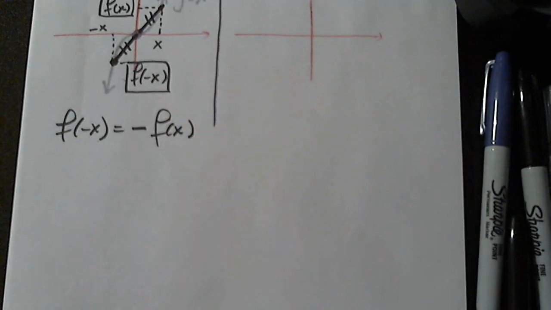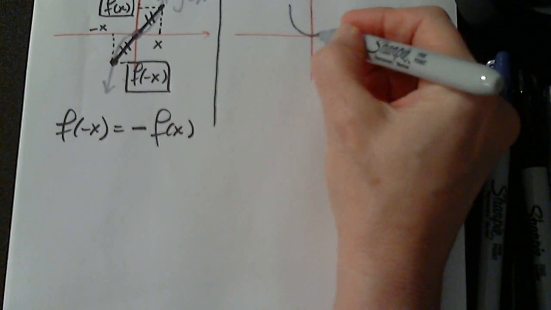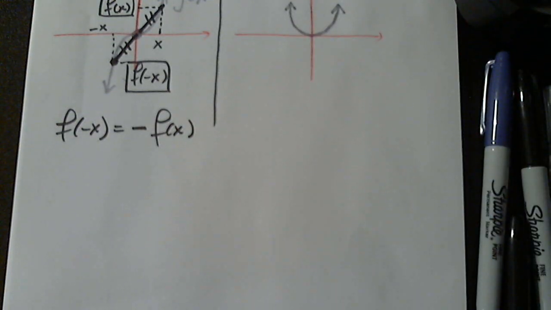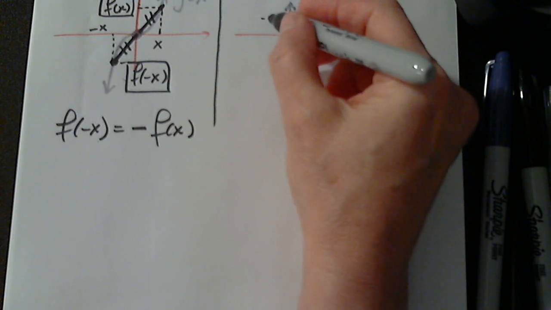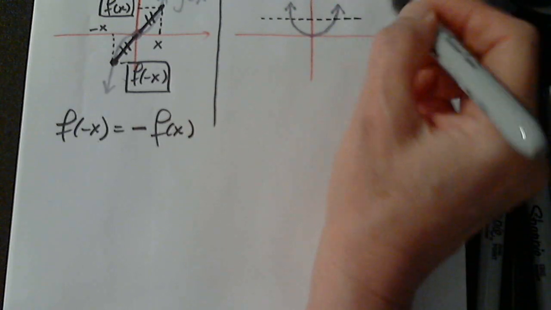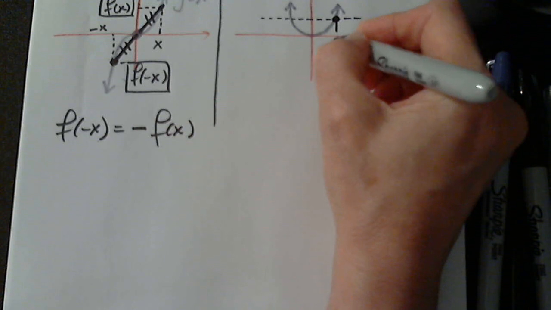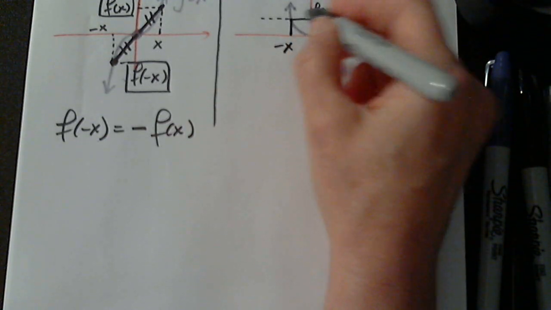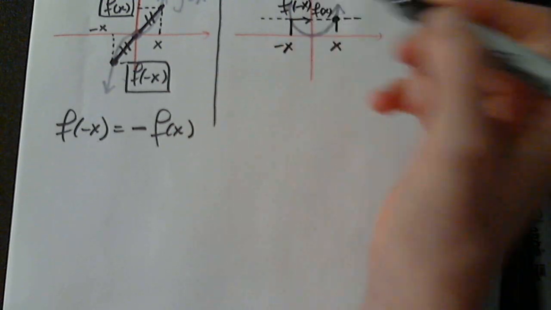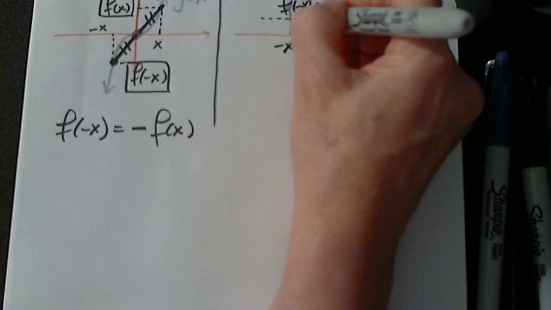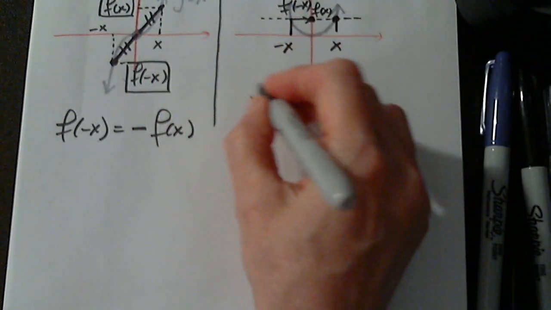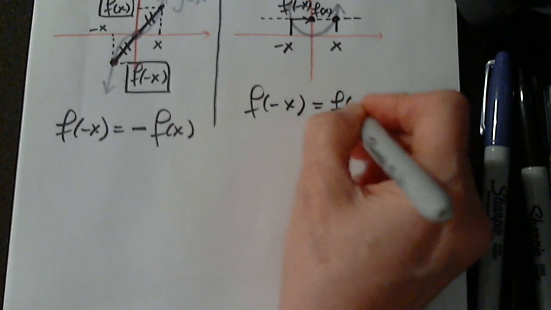Similarly, we have a situation in which functions are even. Has nothing to do with 2, 4, 6, 8. So this function is even because it's symmetric with respect to the y-axis. This point here is x, f of x. This point here is negative x, and of course f of negative x. So they are equal in this case. Here they are opposites, but here they're equal. So here we write that f of negative x equals f of x.